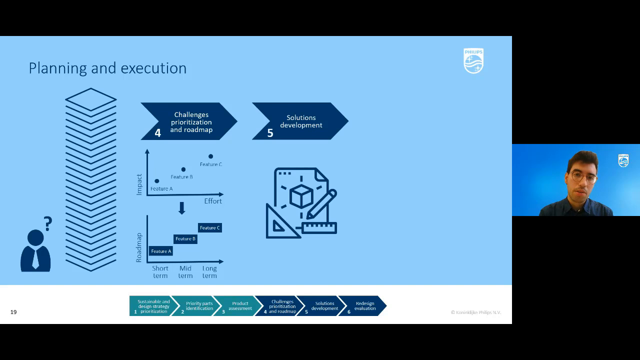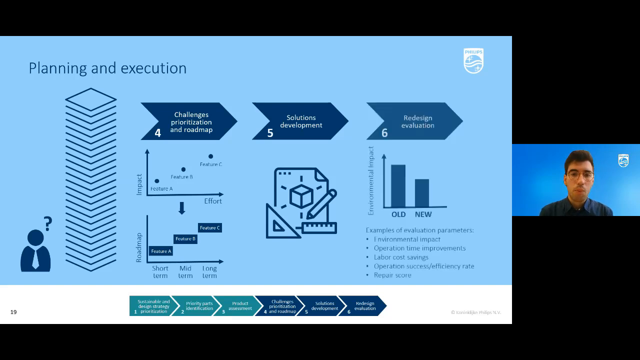Of course, after that, what we start to do is really to start developing the solutions. This is actually very similar to how it has always been done for a lot of other types of traditional design features. And finally, how we always try to complete the projects on circular design is to do a redesign evaluation. We really want to make sure that what we did really benefited some aspects, like for instance environmental impact, but we can also consider different types of parameters, for instance operation time improvements, possible labor cost savings that could be determined by improved disassembly, and even improvements in the repair score for those product categories that are already covered by these new labeling systems and regulations.